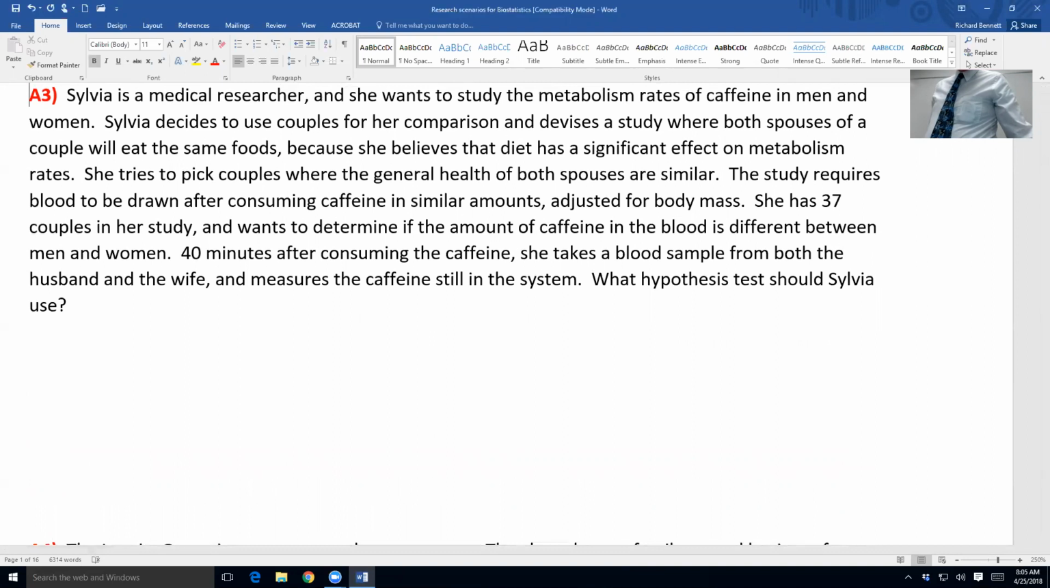All right, let's see. So she's using couples for a comparison, divides the study where both spouses will eat the same foods. She believes diet has a significant effect on metabolism. She tries to pick couples where the general health of both spouses are similar. The study requires blood to be drawn after consuming caffeine in similar amounts adjusted for body mass. She has 37 couples in her study. Wants to determine if the amount of caffeine in the blood is different between men and women. 40 minutes after consuming the caffeine, she takes a blood sample from both the husband and wife and measures the caffeine still in the system. Which hypothesis test should still be used?